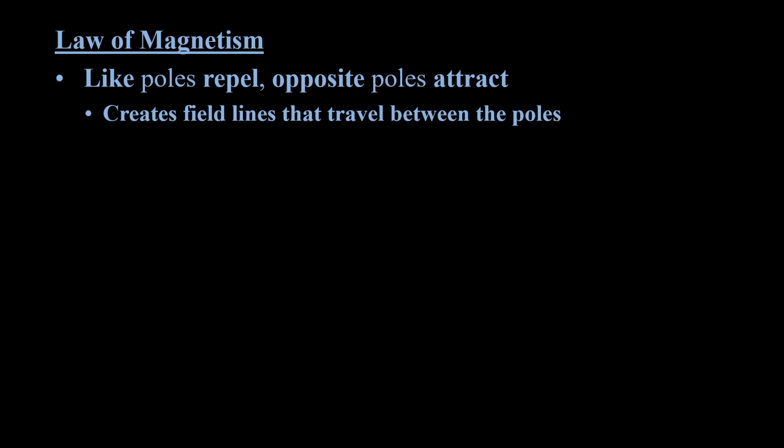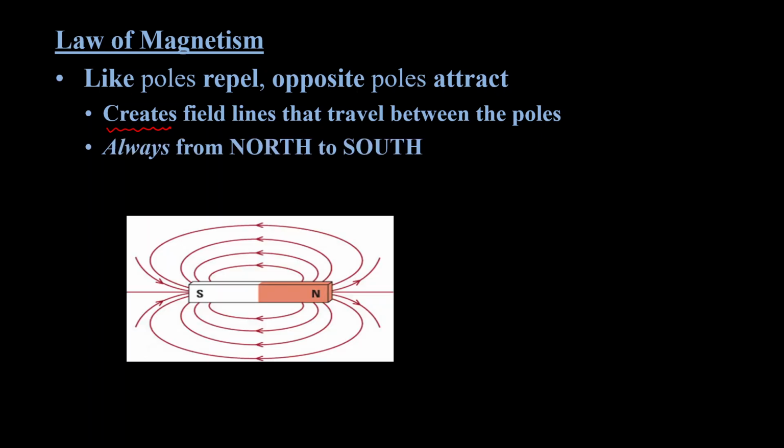These poles will create field lines. Now, these are invisible field lines. When it says field lines, this is the whole action at a distance, that orb or sphere of influence around the magnet. But we visualize that like those lines that we saw in the previous slide, and in fact are here as well.